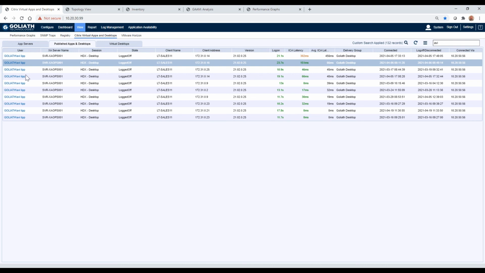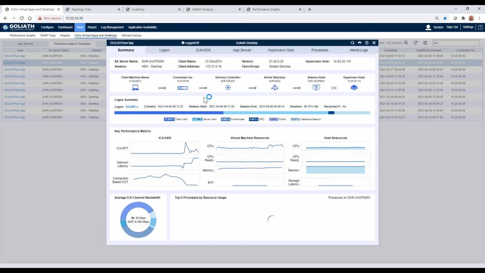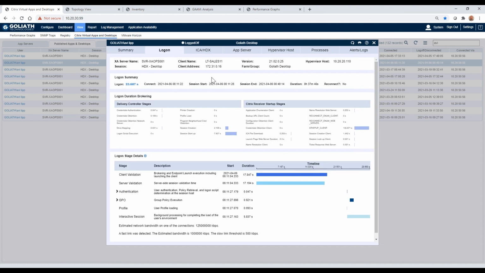You can always sort that to find the highest logon times in the environment, but typically you're coming here because you receive an alert or a complaint. And once you click into that user session, you have this dedicated logon duration tab where, as Stacy mentioned, we're going to give you over 30 different stages. For other tools, you'll get 6 or 8. But here you can see information such as, how long did that logon actually take?